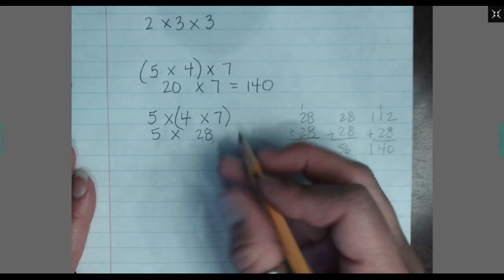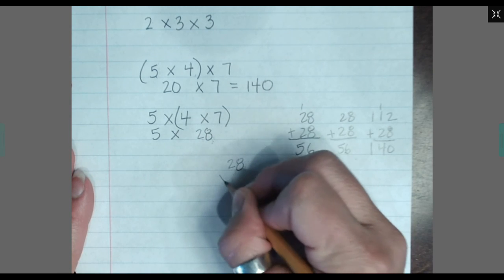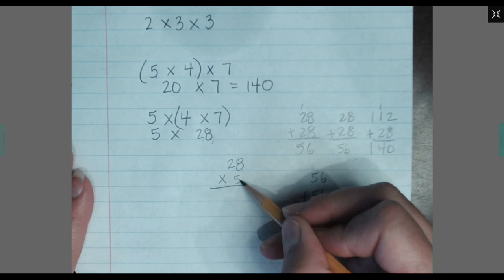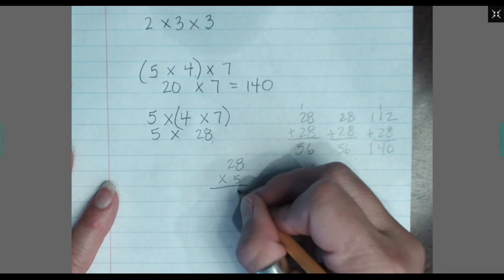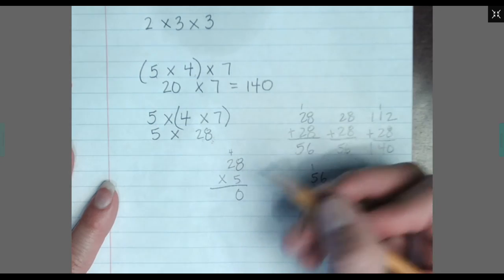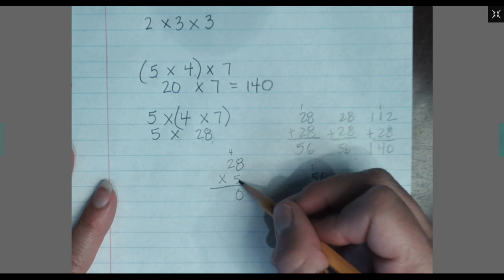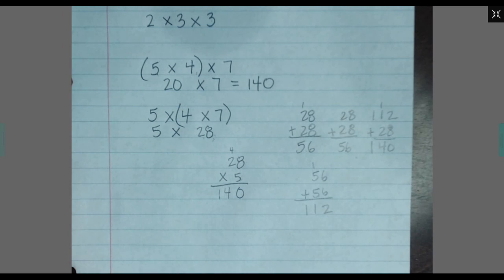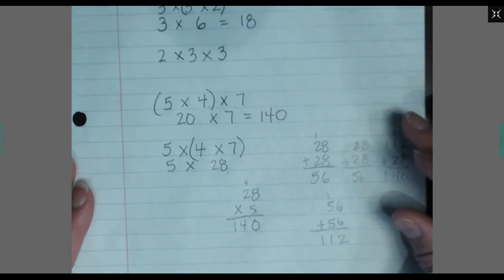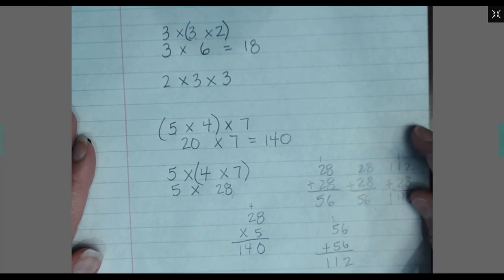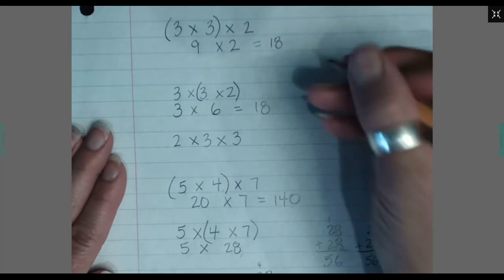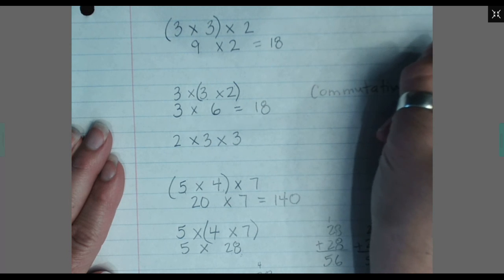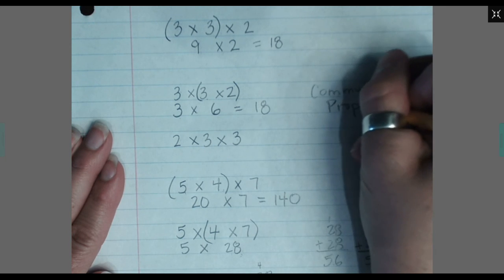5 times 8, you start multiplying the ones times the ones. 5 times 8 is 40. Carry my 4. 5 times 2 is 10. Add the 4, which is 14. So all of these are different ways to solve the same exact problem. So remember the commutative property. Changing the order of the factors doesn't change the product.